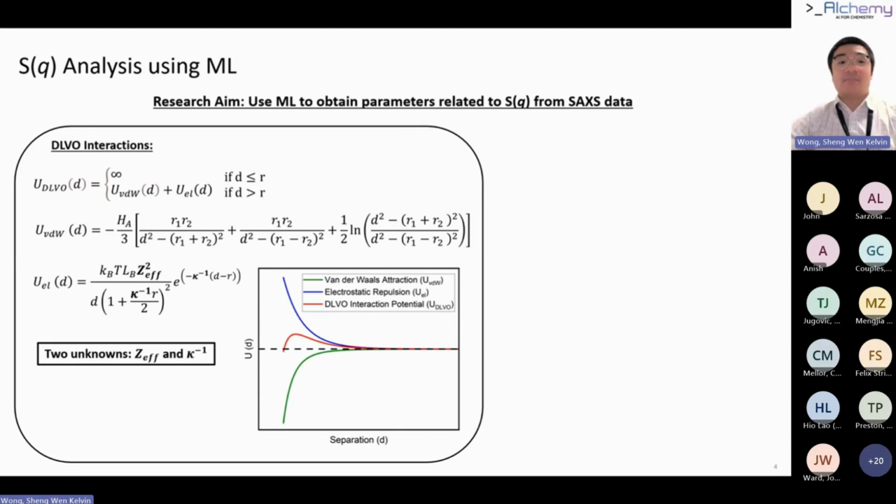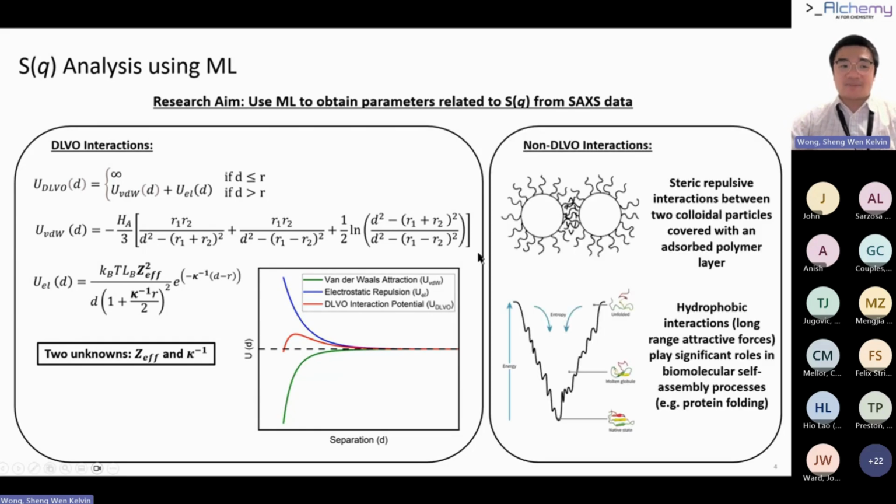These interactions are mathematically summarized by the three equations on the slide, where there are two unknowns in this set of equations: the charge and the Debye length. On a short but relevant sidetrack, DLVO theory does not consider other types of interactions, which are also important at the nanoscale. Some examples of these include non-DLVO interactions, such as repulsive steric interactions and hydrophobic interactions, which play a key role in biomolecular self-assembly processes, such as protein folding.